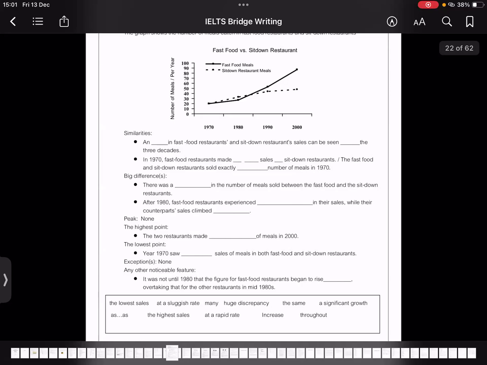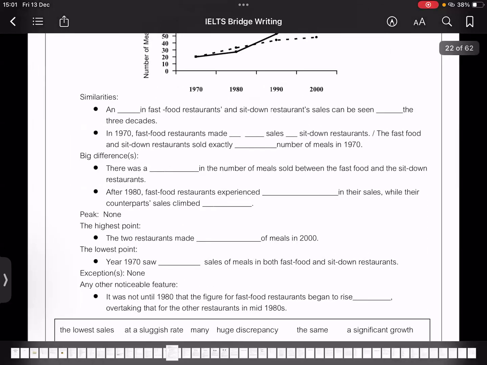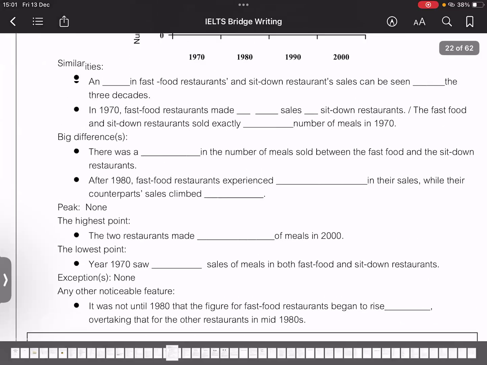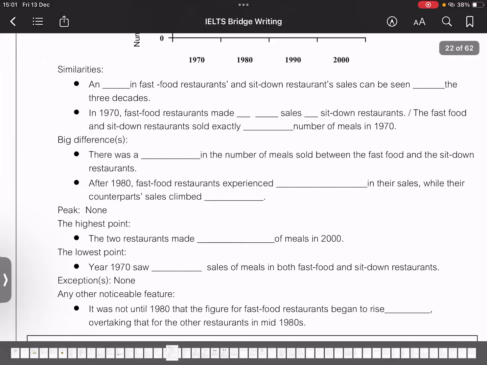Okay. So, what should we fill in the first gap? And in fast food restaurants and sit-down restaurants. The word is increase.